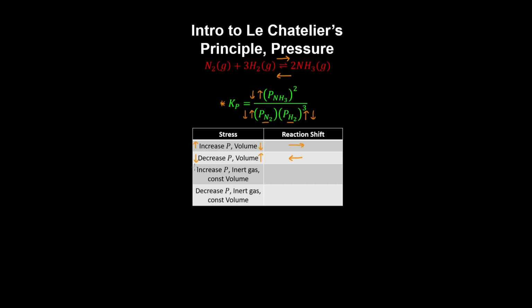Now we can also increase the pressure by adding an inert gas while keeping the volume constant. So in this case, the inert gas does not react with the other gases and won't increase their partial pressures. So therefore, the inert gas will not affect the equilibrium constant, and therefore there's no stress on this reaction which is at equilibrium, and no shift in the reaction occurs.